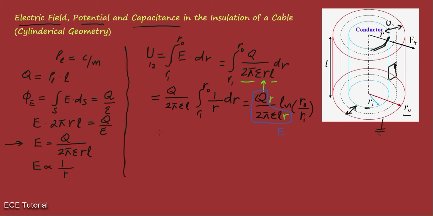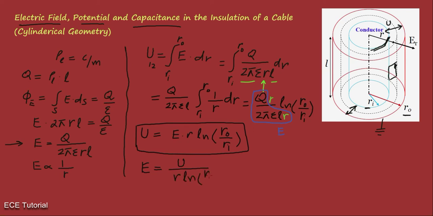Okay, so now we can simply write the potential difference U equals E multiplied with R and multiplied by natural log of Ro over Ri. Okay, and this is the relationship between voltage or potential difference and the electric field. And further, we can rearrange this equation to determine the relationship for E, which will be equal to U over R natural log of Ro over Ri. Okay, so this is another form of electric field.